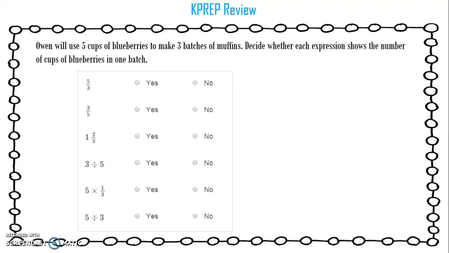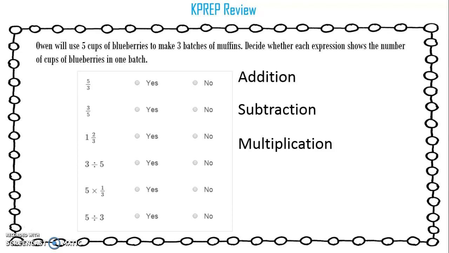So to get started, we're going to do a little bit of a K-Prep review. Our question is, Owen will use 5 cups of blueberries to make 3 batches of muffins. Decide whether each expression shows the number of cups of blueberries in one batch. So to start solving this problem, the first thing we have to decide is what operation are we going to use? Is this going to be addition, subtraction, multiplication, or division?